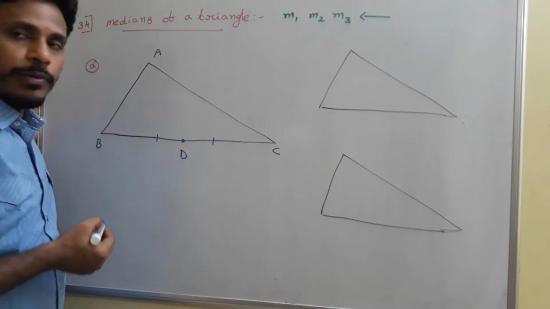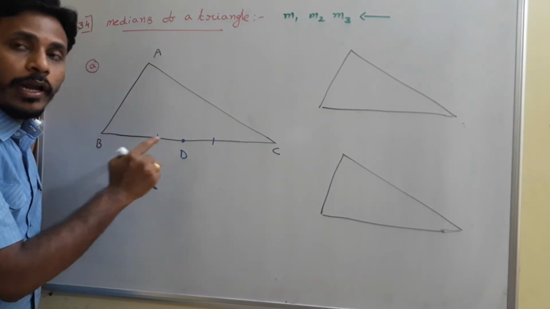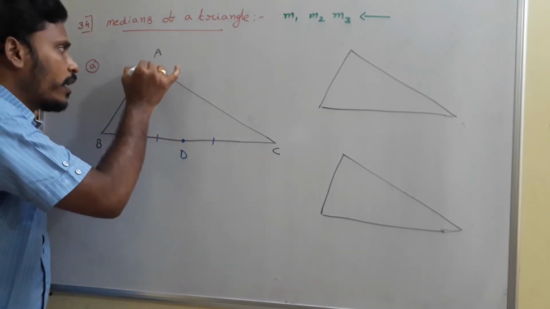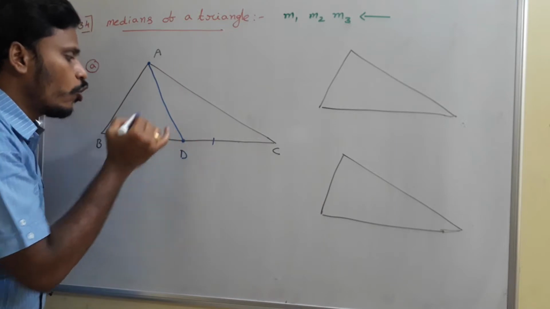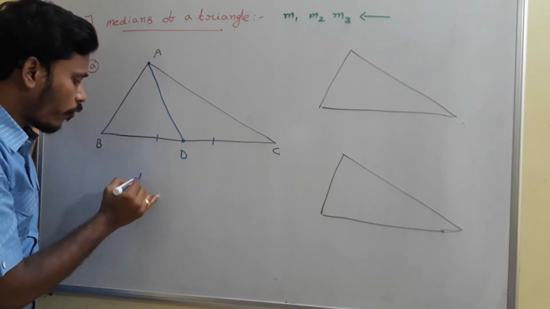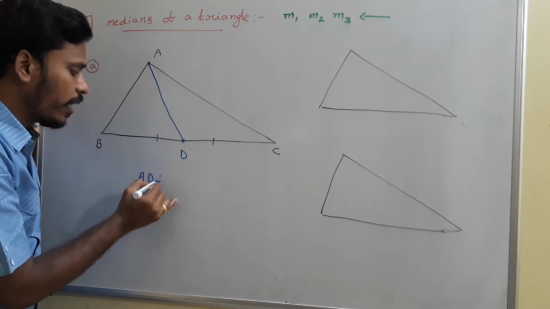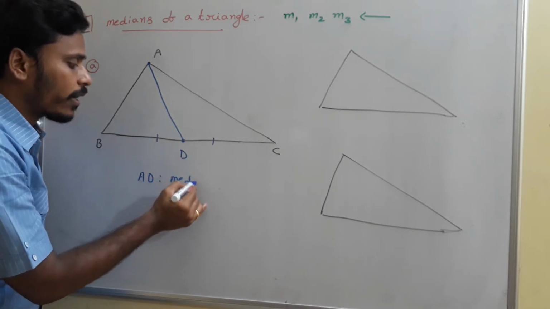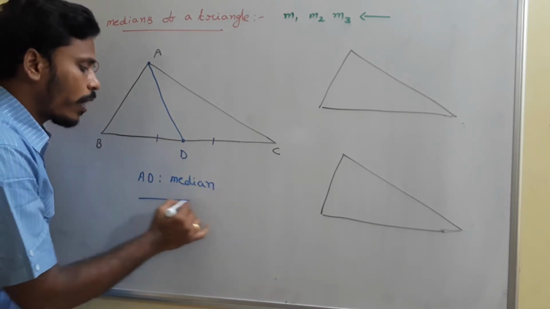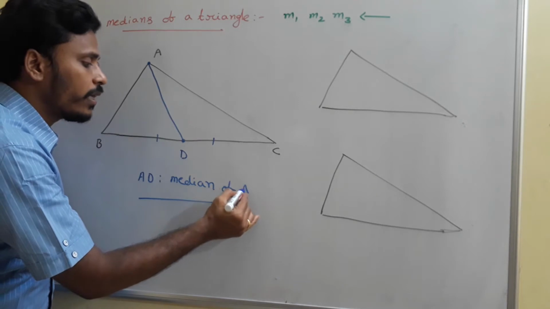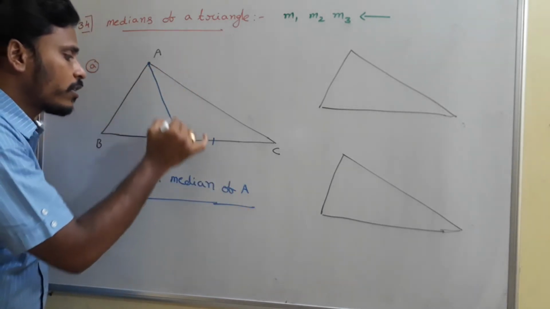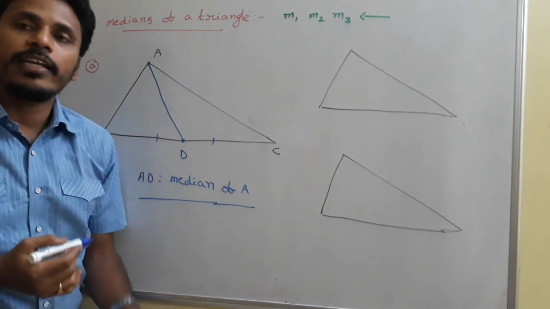D is the midpoint of BC, and if you join A to this D, it is known as a median. So from the diagram, AD is the median of the vertex A. So at the end, what is a median? A median is simply the line joining the vertex to the midpoint of the opposite side.